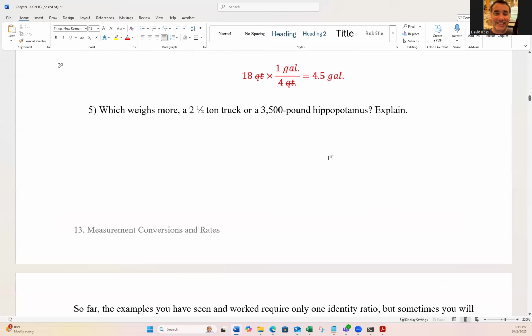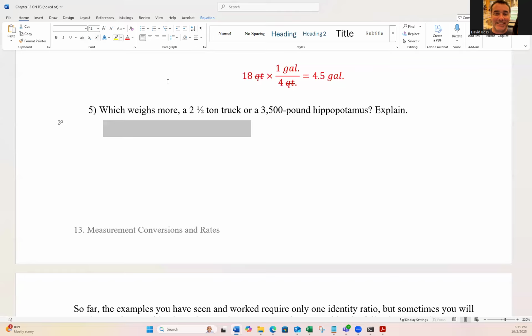Okay, now we have a conceptual problem. Which weighs more, a 2.5 ton truck or a 3,500 pound hippopotamus? So we want to figure out how many pounds 2.5 tons is and see if that's more or less than 3,500 pounds.